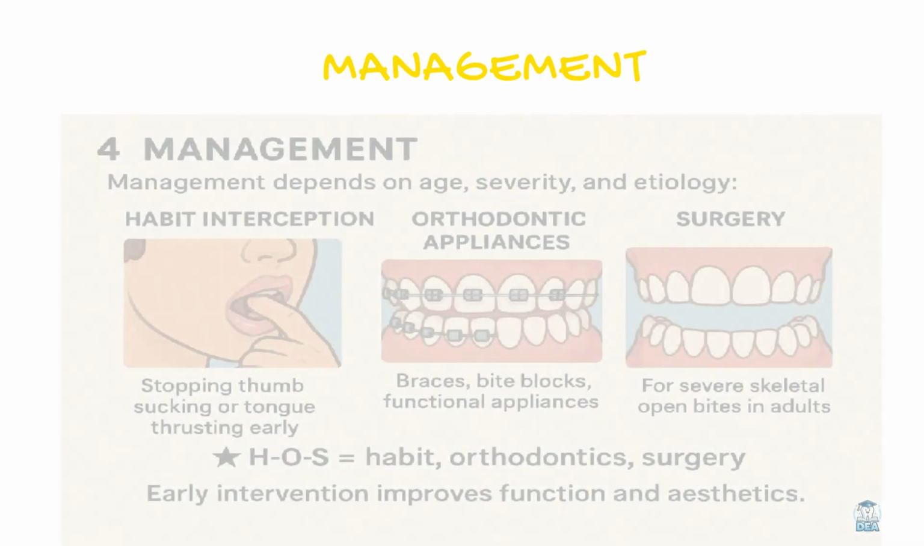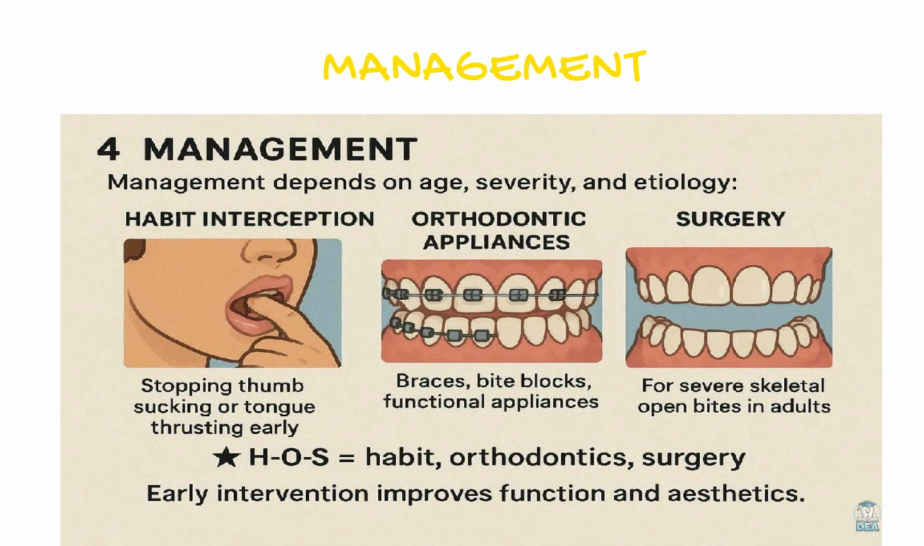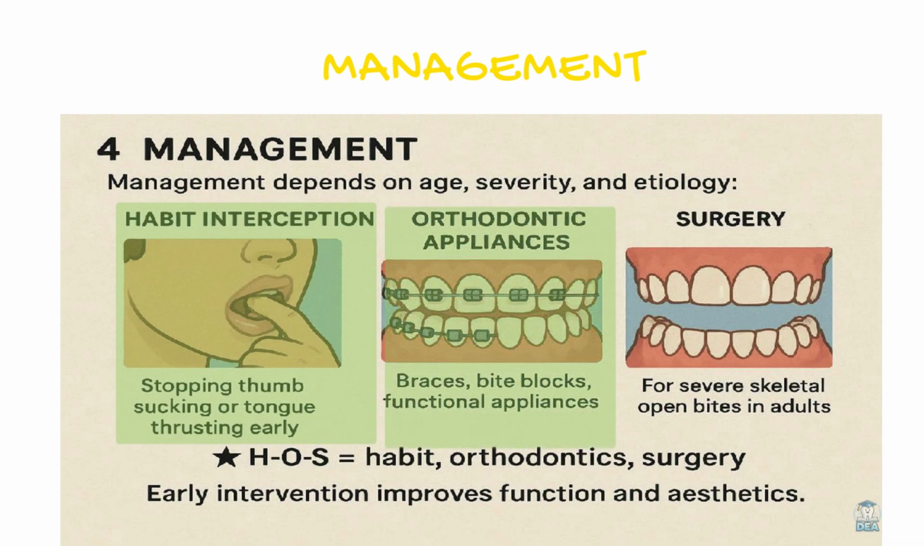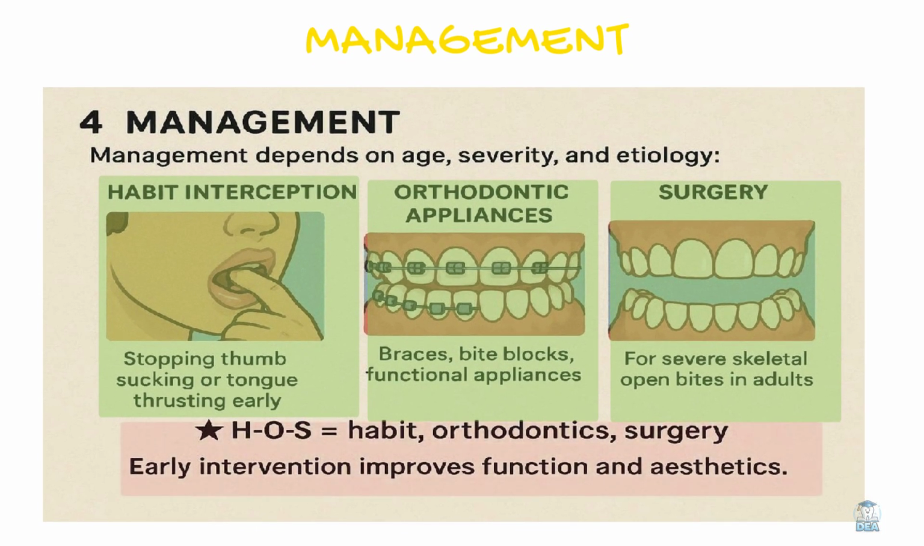Management depends on age, severity, and etiology. Habit interception involves stopping thumb sucking or tongue thrusting early. Orthodontic appliances like braces, bite blocks, or functional appliances help correct the bite. Surgery may be needed for severe skeletal open bites in adults. The mnemonic is HOS: habit, orthodontics, surgery. Early intervention improves function and aesthetics.